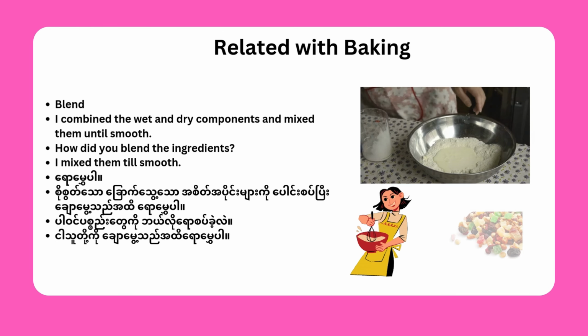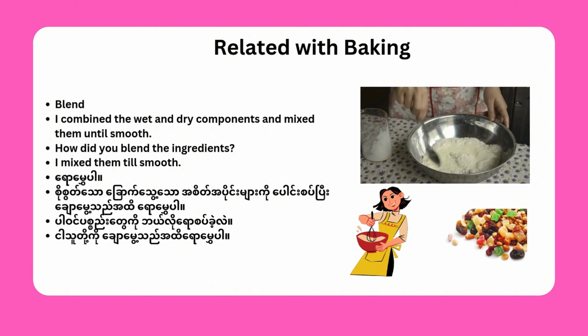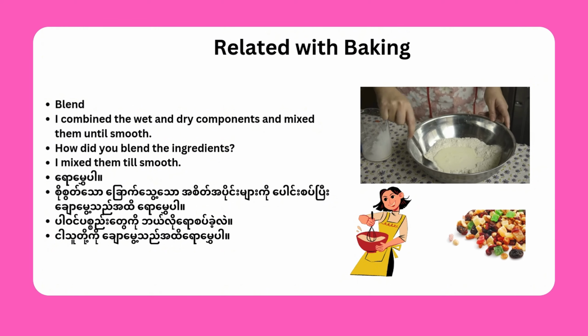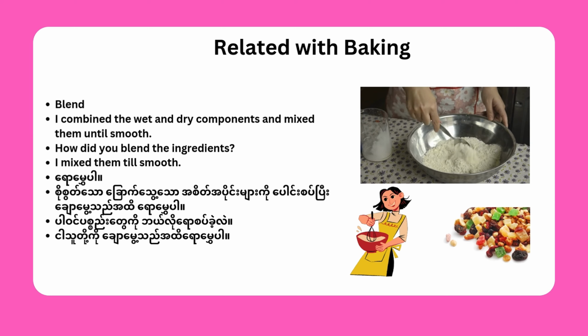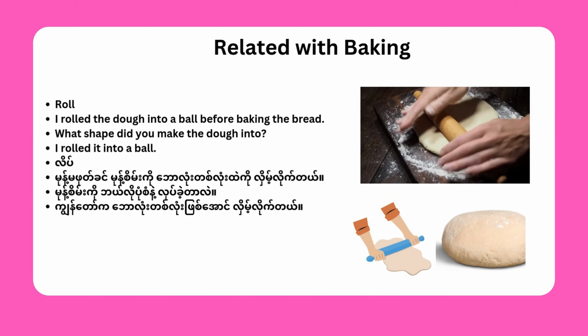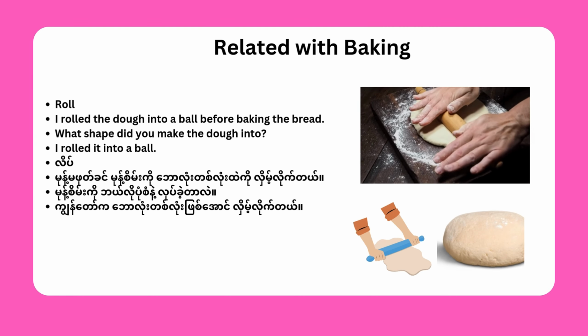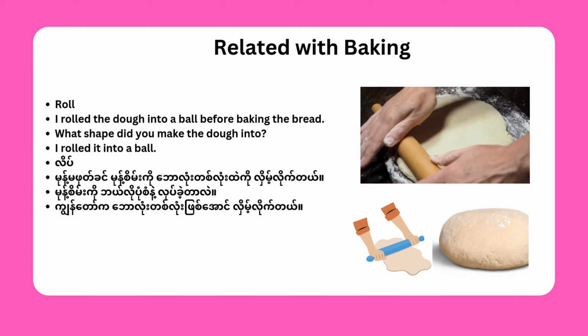Create a pattern. Blend. I combined the wet and dry components and mixed them until smooth. How did you blend the ingredients? I mixed them till smooth. Roll. I rolled the dough into a ball before baking the bread. What shape did you make the dough into? I rolled it into a ball.